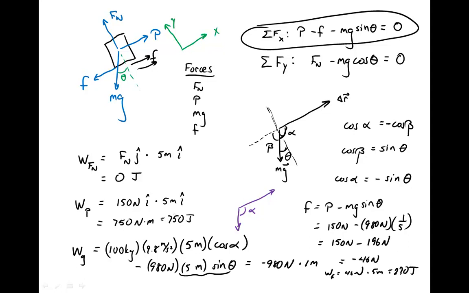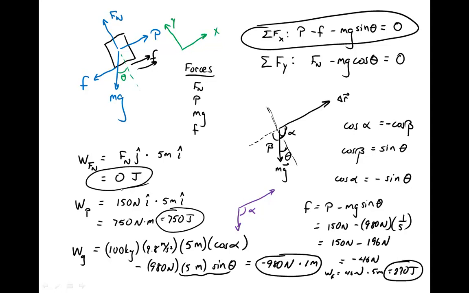And so if I look at the net work done, I have 750 joules, I have 230 joules, that adds up to 980 joules. I have negative 980 joules due to gravity, and so the net work done by all of these forces, of course the normal force over here had 0 joules, the net work done by all of those forces is 0. And we'll come back to that later on.